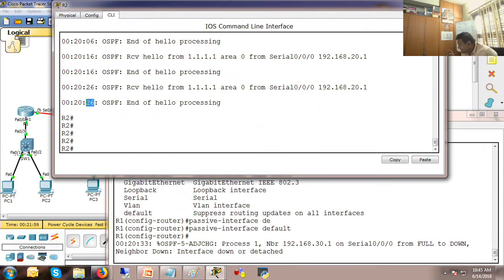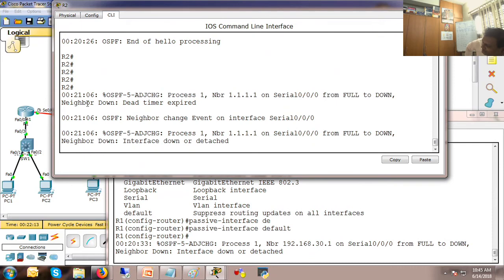Yes. It waits for hello times 4. Hello is 10 seconds, so 4 is 40 seconds. It will wait for 40 seconds. After that the R2 neighborship will fail. That's called the hold timer. Remember? Yes. See, now it failed.